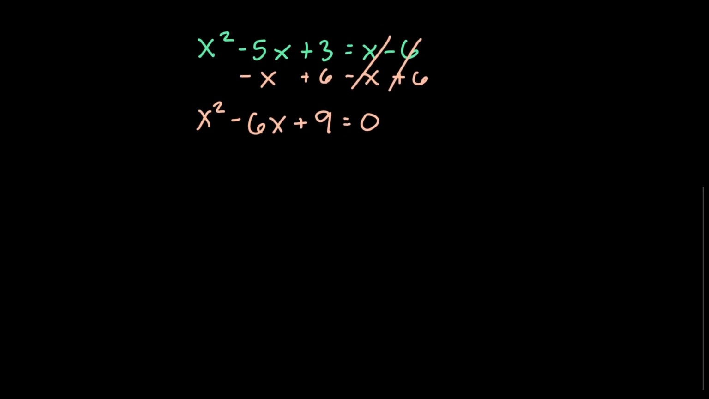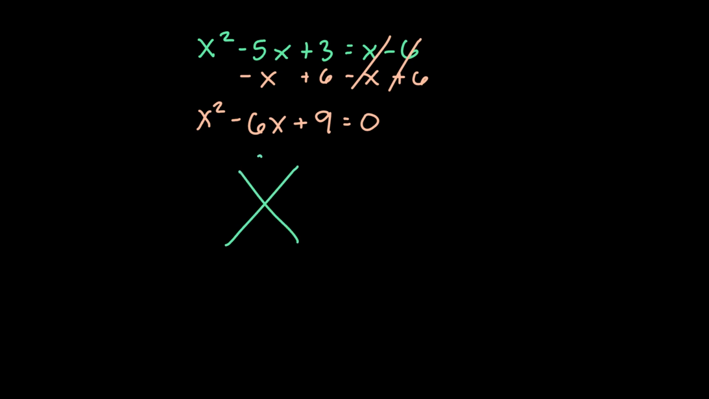Now what do I try to do? Factor. What do I always look for first? A GCF. Is there a GCF here that goes into all three? No, there is not. So now I can go ahead and draw my x.